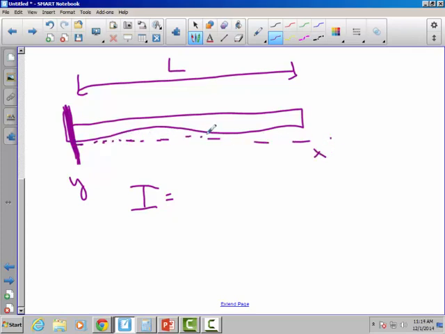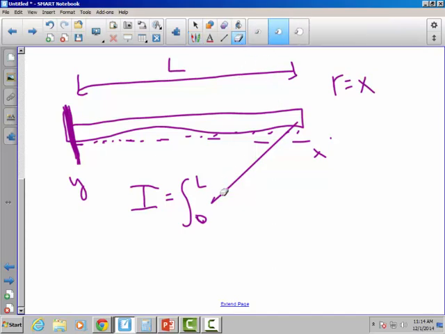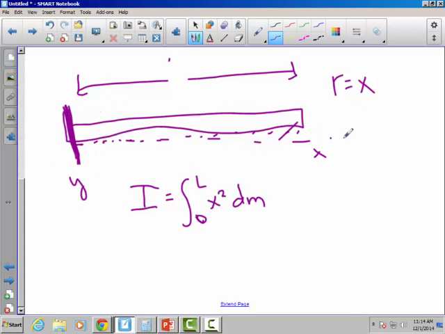So as my x value changes, that of course is going to change the mass of the rod, and then that's also going to affect the moment of inertia. So what we're going to do is integrate from 0 to L x squared, which is the same thing as r, right, in this case. So we're looking at how the mass changes with the length as it goes down the length of the stick.